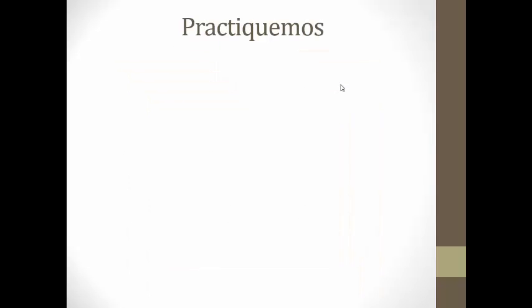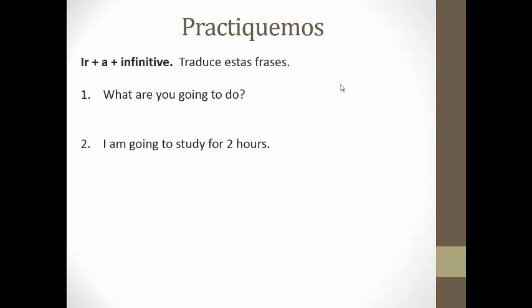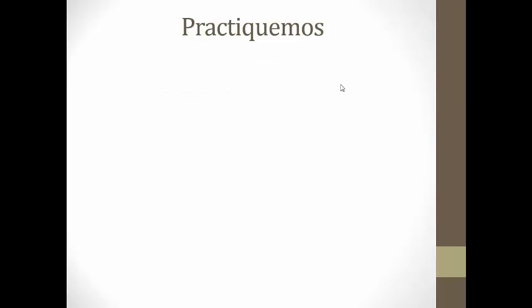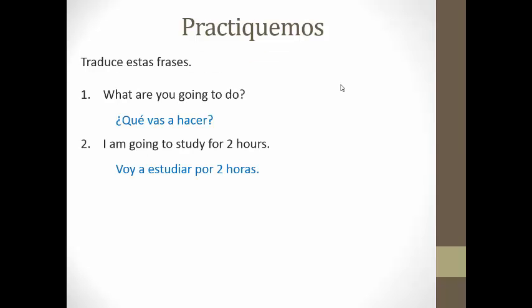Let's do a little bit of practice here for these three concepts. First up, I'd like you to practice with ir plus a plus the infinitive. Take a moment here, pause me if you need, and translate these two sentences using ir plus a plus the infinitive. Okay, let's review. What are you going to do? ¿Qué vas a hacer? I'm going to study for 2 hours. Voy a estudiar por 2 horas.